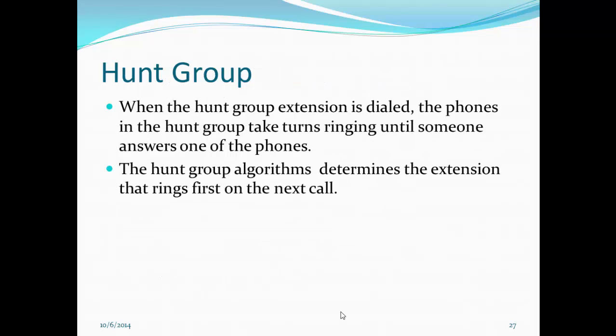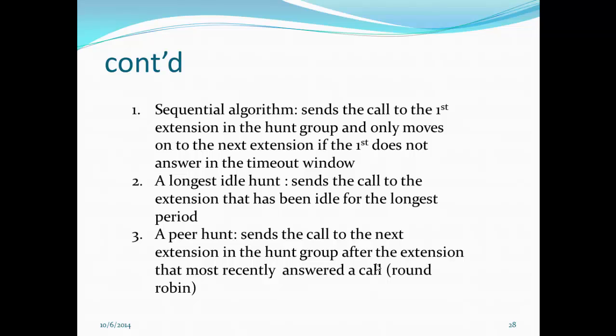The hunt group: when the hunt group extension is dialed, the phones in the hunt group take turns ringing until someone answers one of the phones. The hunt group algorithm determines the extension that rings first to the next. There are three different kinds of hunt group systems. The first one is a sequential algorithm. It sends the calls to the first extension in the hunt group and only moves to the next extension if the first one does not answer in the timeout window.